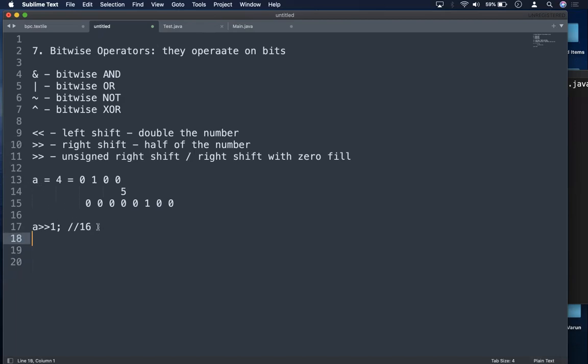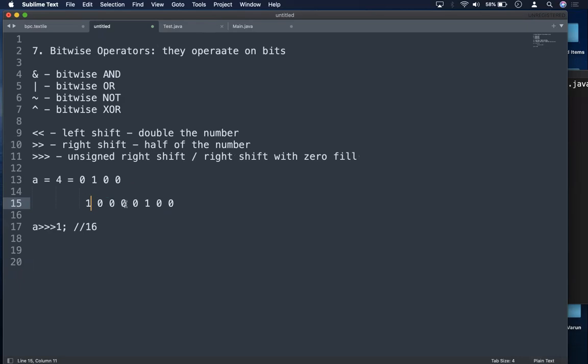Now what about the unsigned right shift? Of course, I have to add one more symbol here. So here we have 3 greater than symbols, which is the unsigned right shift, or right shift with 0 fill. When you do this, your sign bit is always going to get filled with 0.